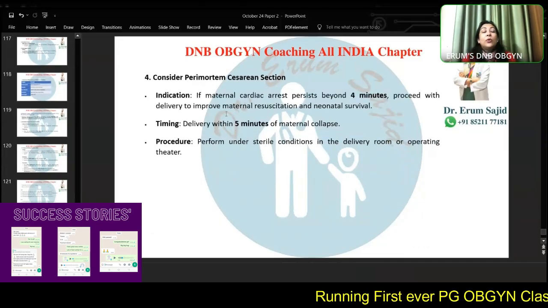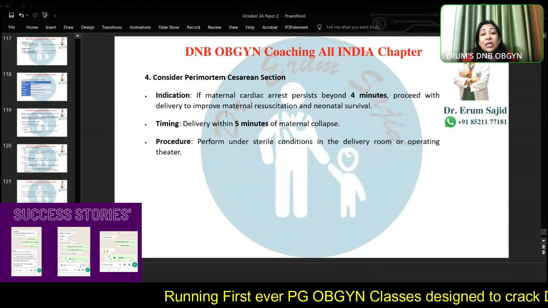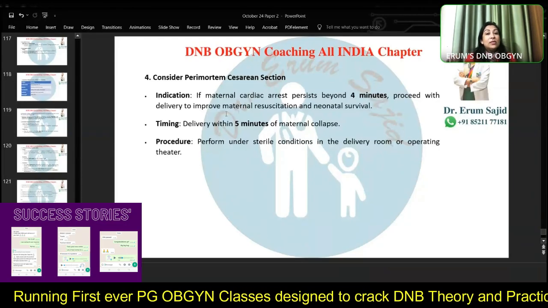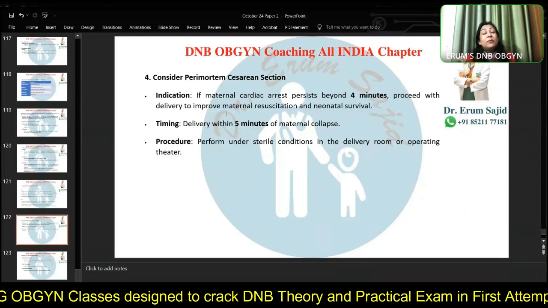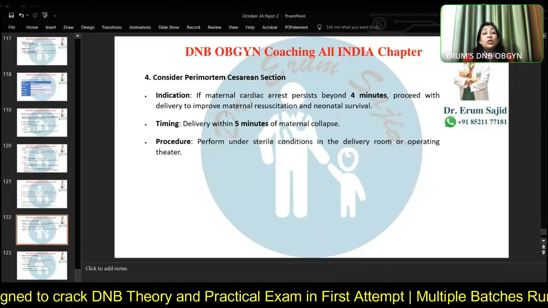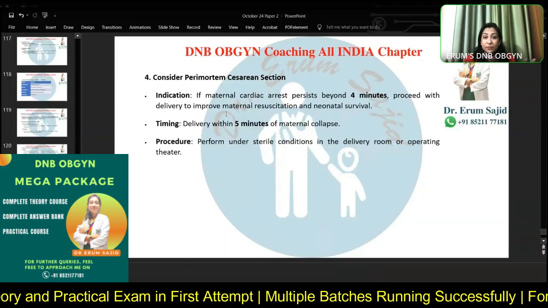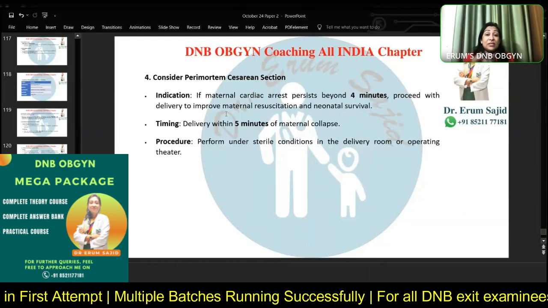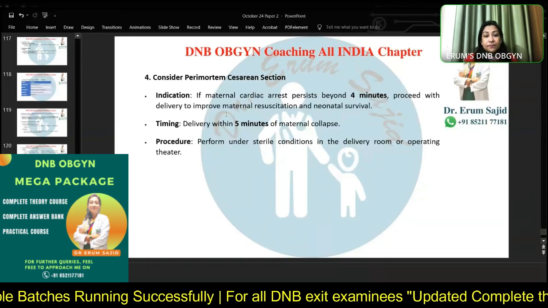And if nothing is working out, you have to do a perimortem cesarean section, which is to be done within 4 minutes of activating the emergency protocol, the moment the patient has collapsed. Immediately in 4 minutes, you have to do a cesarean section. And this is not to save the baby, this is to save the mother. Delivery within 5 minutes of maternal collapse and continued resuscitative efforts. If you're giving CPR, you will not stop. If you're giving oxygen, you will not stop. If you're giving any drugs, from pumping of the drugs, you will not stop. You will wait for the defibrillator. You'll assess the rhythm and you will give her a defibrillator shock if it's a shockable rhythm. That means VFib or VTach. Correct?